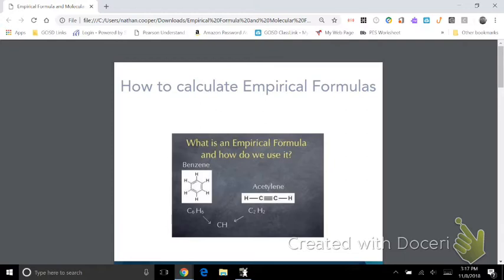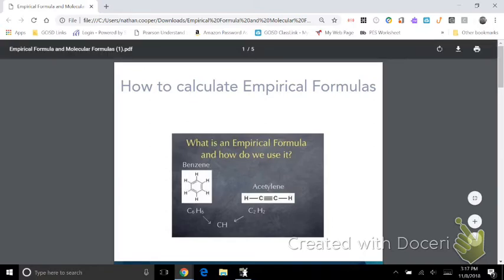The first thing that you may see when we ask you to do something about empirical is you need to look at the formula. So on this first slide in your notes, you can write down a formula. For example, there are a few on here, but I'll give you this one to start off with. You're going to have a formula given to you, for example, C6H12O6.